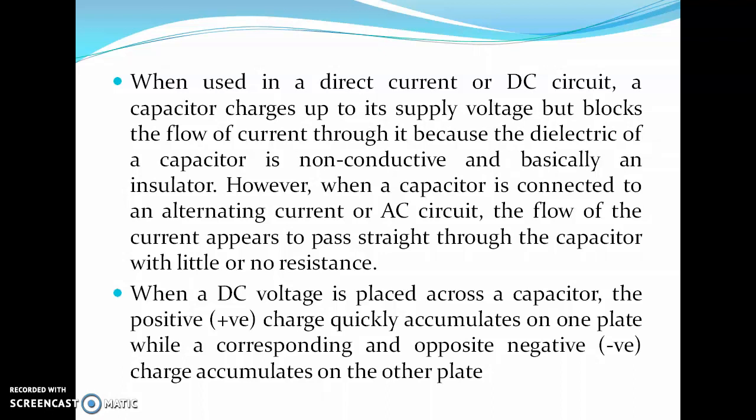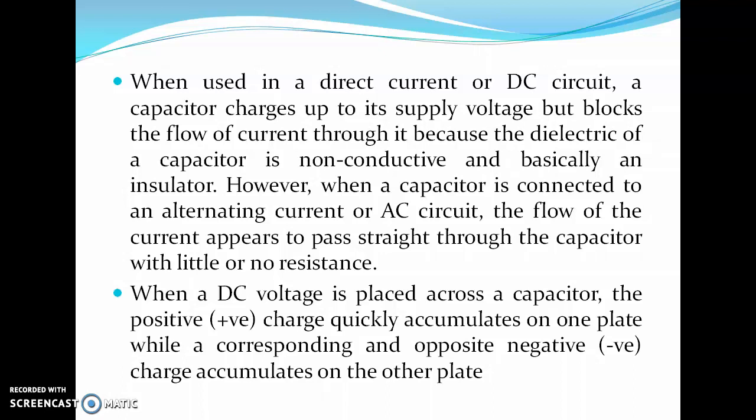However, when a capacitor is connected to an alternating current or AC circuit, the flow of the current appears to pass straight through the capacitor with little or no resistance. So when we connect our capacitor to an AC circuit, it will pass the current from anode to cathode. When a DC voltage is applied across a capacitor, the positive charge quickly accumulates on one plate while a corresponding and opposite negative charge accumulates on the other plate.